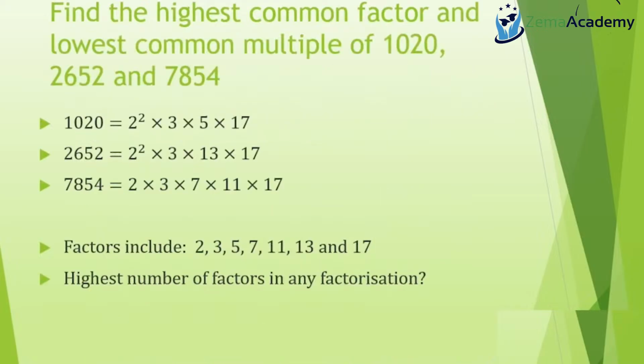Here's an example for the numbers we looked at earlier. The lowest common multiple of 1020, 2652 and 7854. Again, I've taken that factorisation that I did earlier. Up here you can see them, so 1020 is again 2 to the power of 2, or 2 times 2, times 3, times 5, times 17, and so on. Here, there's quite a few factors. There's 2, there's 3, there's 5, there's 7, there's 11, there's 13, and there's 17.